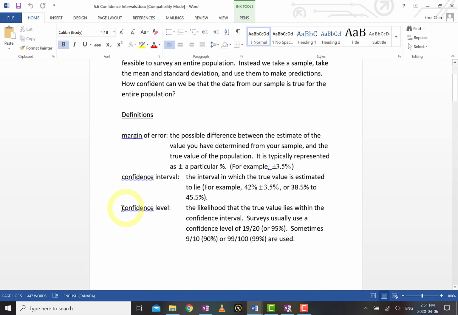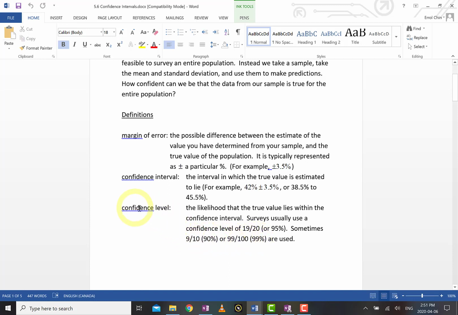Now, the next definition is what's called confidence level: the likelihood that the true value lies within the confidence interval. The survey usually uses a confidence level of 19 out of 20 or 95%, sometimes 9 out of 10 or 90%, or 99 out of 100, which means 99%.